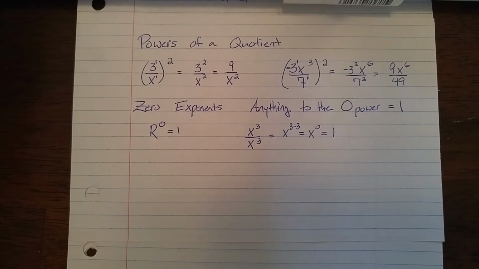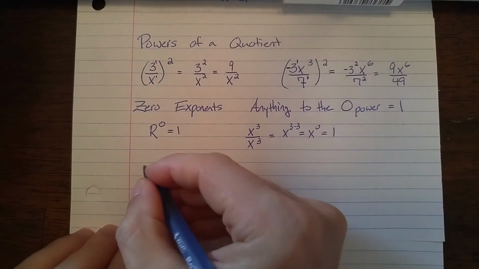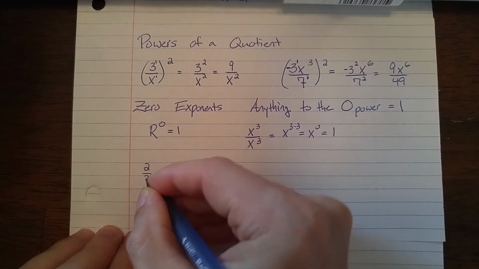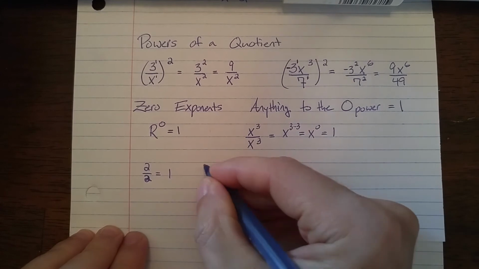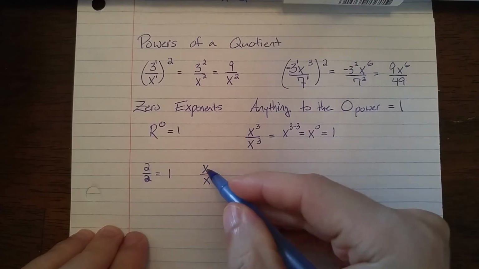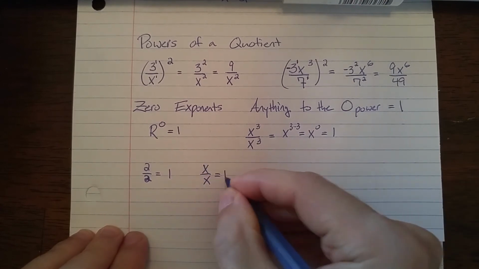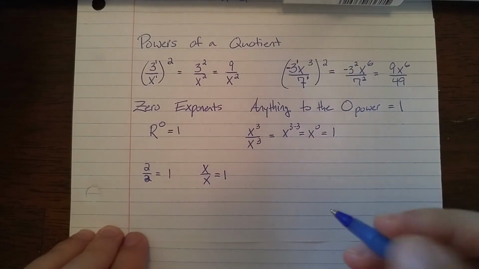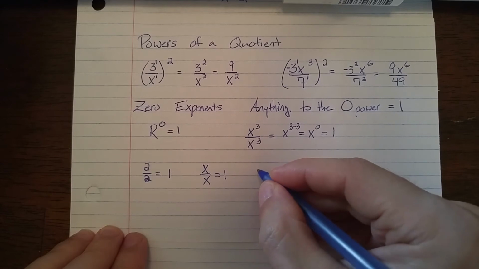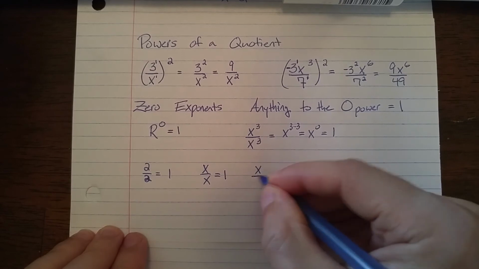Now some of you may be curious and asking yourselves, why is that? Well, if I put 2 over 2, you would agree that 2 over 2 equals 1, right? What if I put x over x? Same thing, top and bottom. That equals 1 because 2 can divide into 2 one time, x divides into x one time. Well, what if I put something like this?